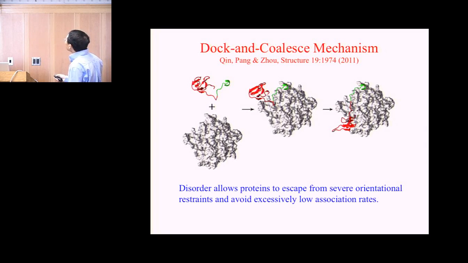In this case, the disorder allows the protein to escape from the steric and orientational restraints. If you were to bind this whole subunit as a rigid subunit, then the rate constant would be very, very low. So by having the fragments flexible and disordered, you can still have this kind of high rate constant.